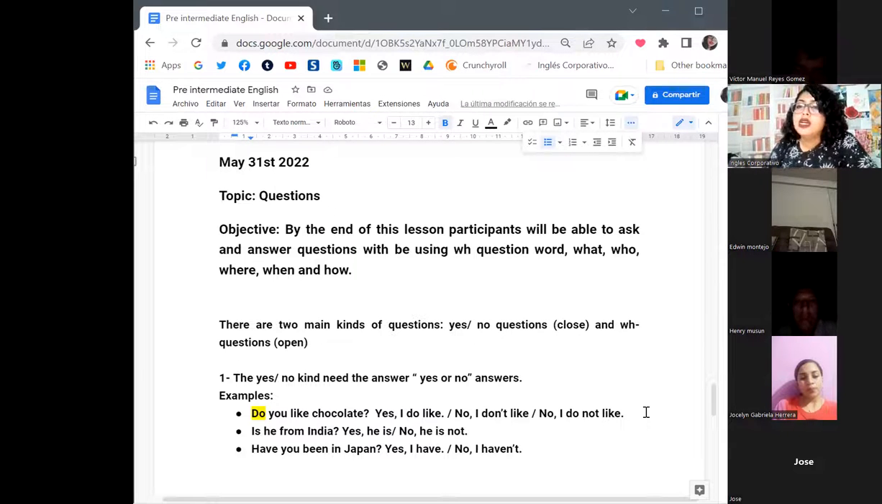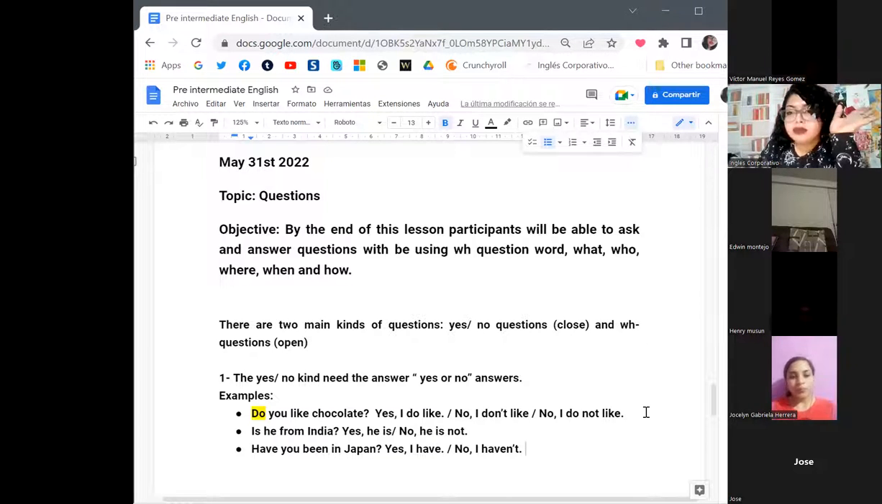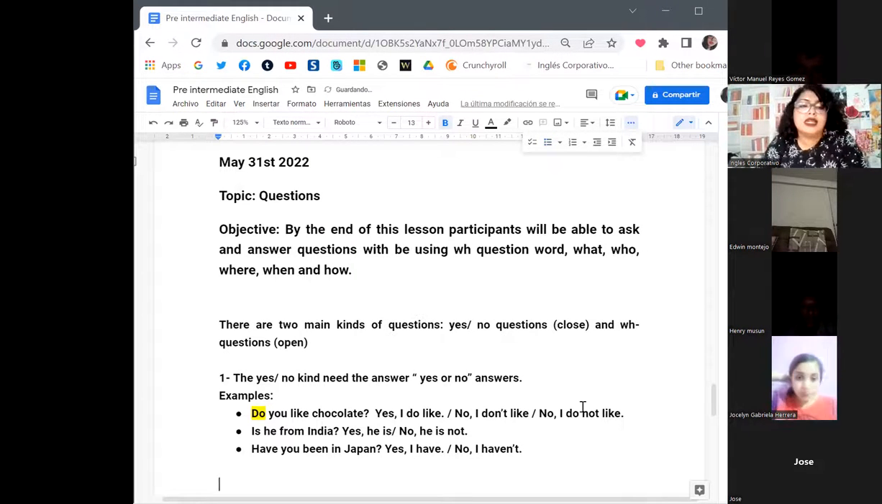We are not going to give more information than the necessary. It is just like yes or no. It is like when someone says, do you like to eat pupusas? Yes, I like, or no, I don't like. Just yes or no answers. Then, in this category, we are going to focus in this question with verb to be. Vamos a centrarnos, in this case, in this kind of question.